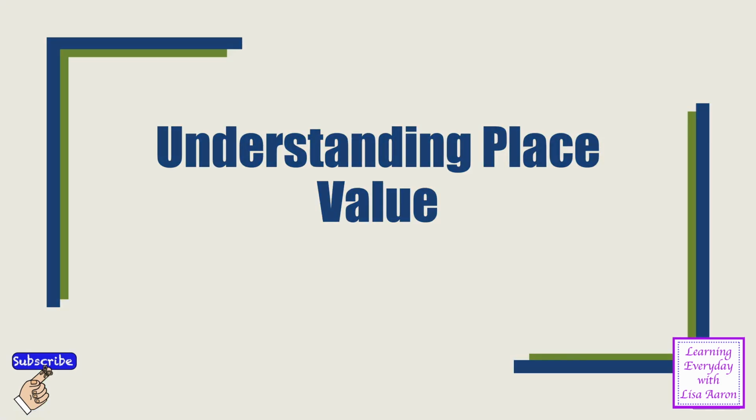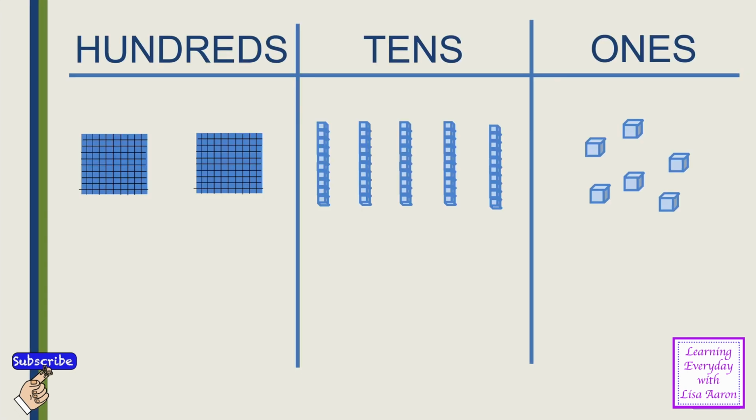Understanding place value. Look at the ones column. How many cubes do we see in the ones column? Let's count. 1, 2, 3, 4, 5, 6. This tells us there are 6 ones.